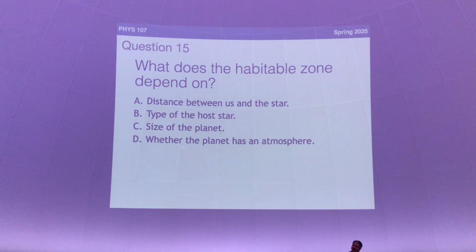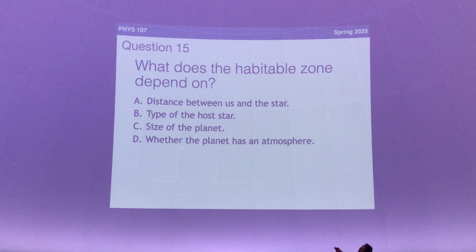The type of the host star makes a big difference, if our planet is around an O star or an M dwarf, right? It really depends on how hot it is on the surface, depending on the host star. Is the size of the planet important? No, because we're just asking if it is in the habitable zone or not. You can put Jupiter in the habitable zone. You can put Saturn with its moon Titan in the habitable zone. And whether or not the planet has an atmosphere, we don't even know that yet.